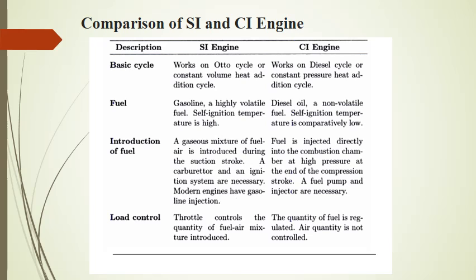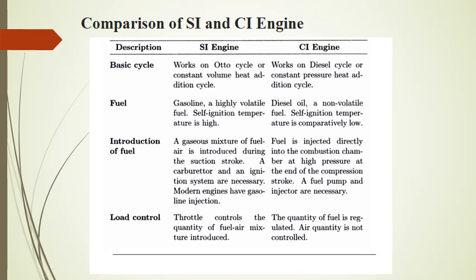Now we compare SI engine and CI engine. If we see the basic cycle, the SI engine works on the Otto cycle, or you can say constant volume heat addition cycle, whereas the CI engine works on the diesel cycle or constant pressure heat addition cycle.